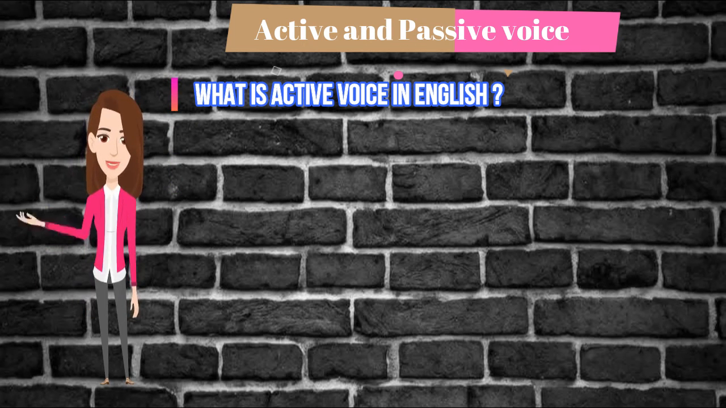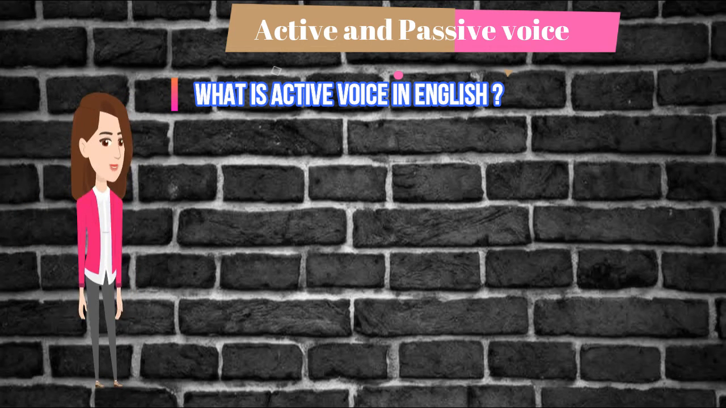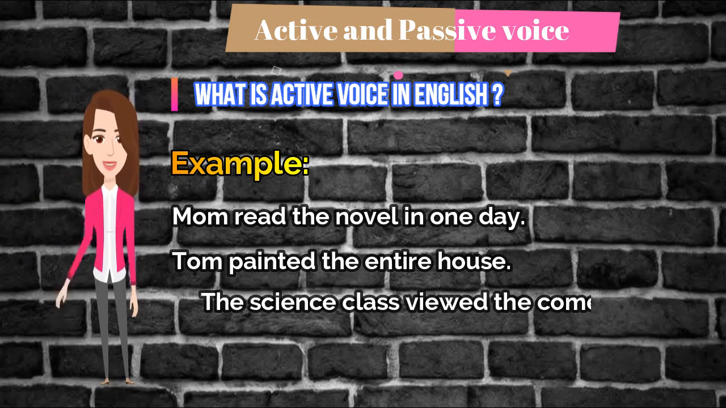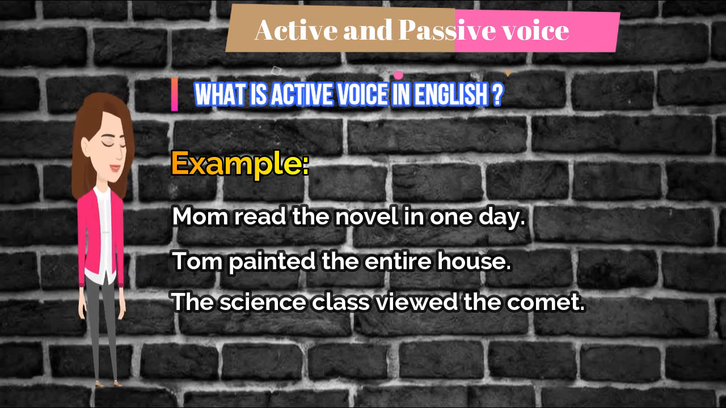What is active voice in English? Active voice is a grammar term used to classify sentences in which the subject of the sentence is the one actively performing the action of the verb. Let us see some examples of active voice. Mom read the novel in one day. Tom painted the entire house. The science class viewed the comet.